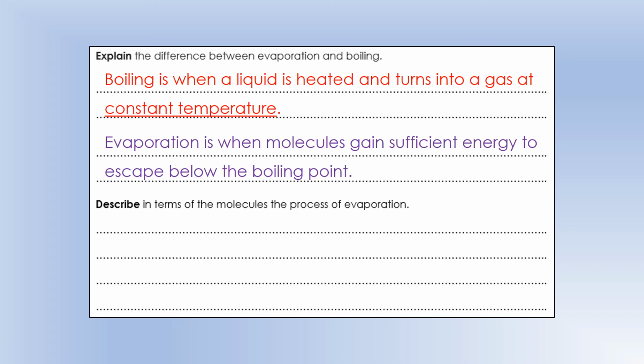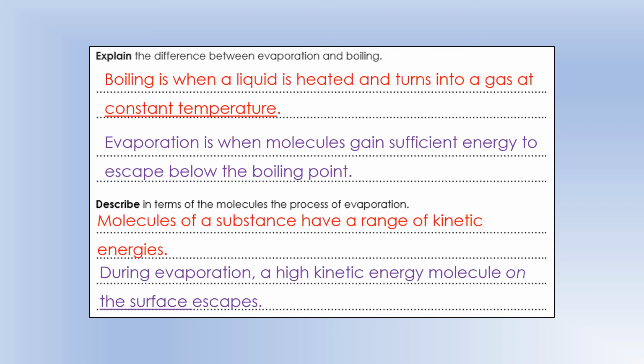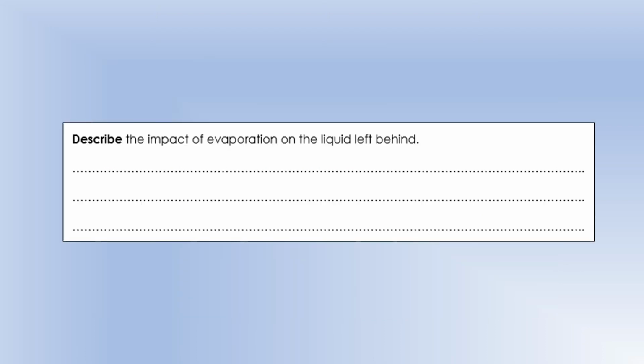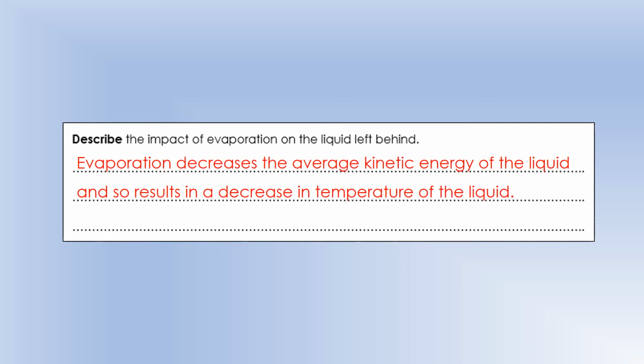So in terms of what's going on with evaporation, molecules of a substance, whether liquid or gas, have a range of kinetic energies, some high, some low, and mostly in the middle. So during evaporation, a high kinetic energy molecule on the surface, and it does have to be on the surface, is what escapes, and we'd now consider it a gas. So what does the evaporation do to the liquid left behind? Well, it decreases its average kinetic energy because you've lost one of the high energy particles. And we know that average kinetic energy is linked to temperature. So that means the temperature of the liquid left behind has decreased. So this isn't a constant temperature process.